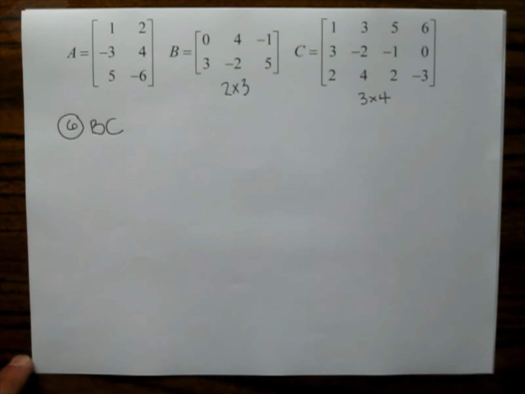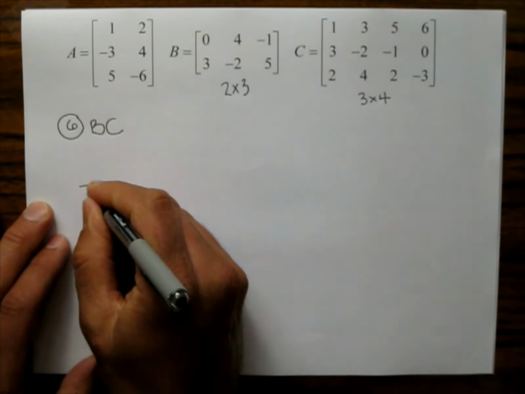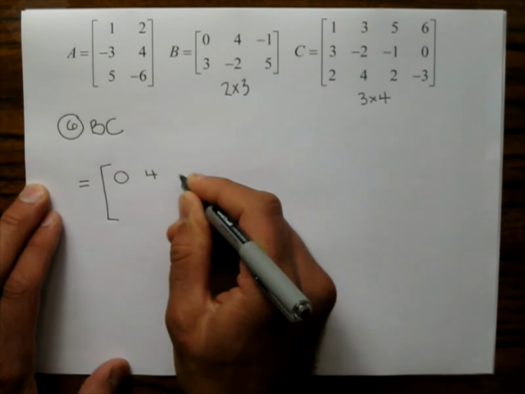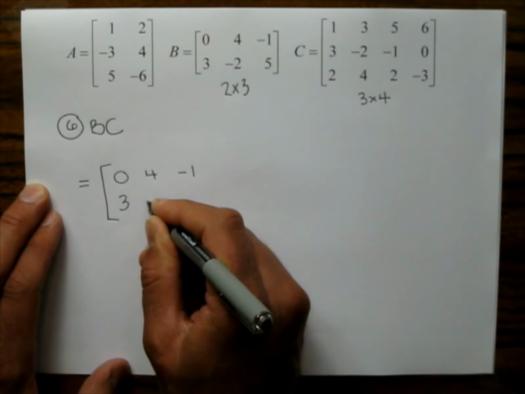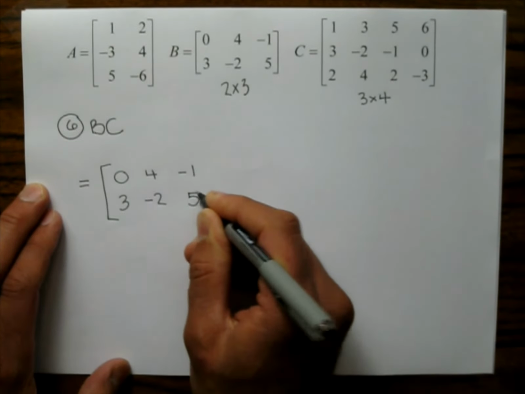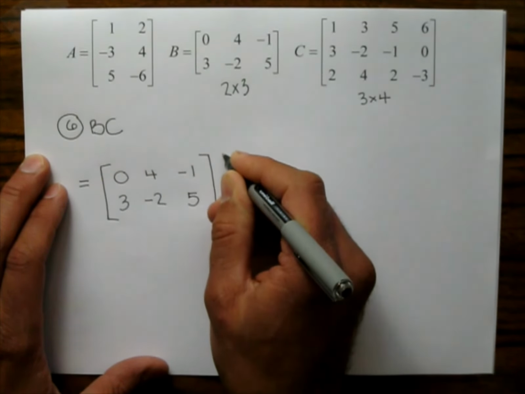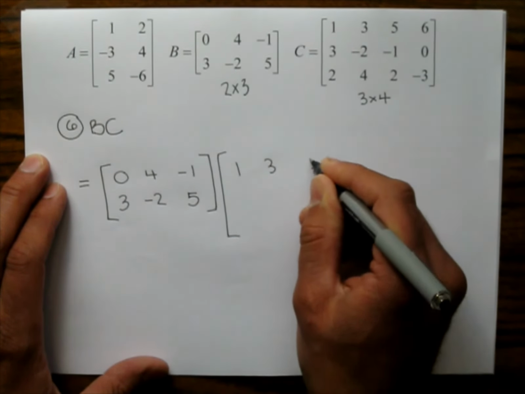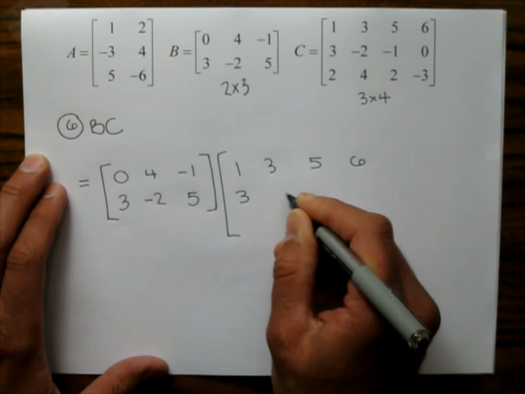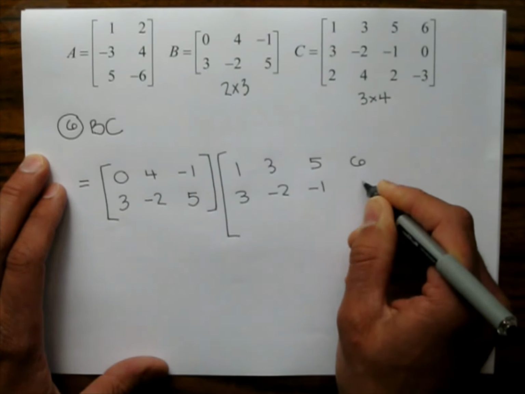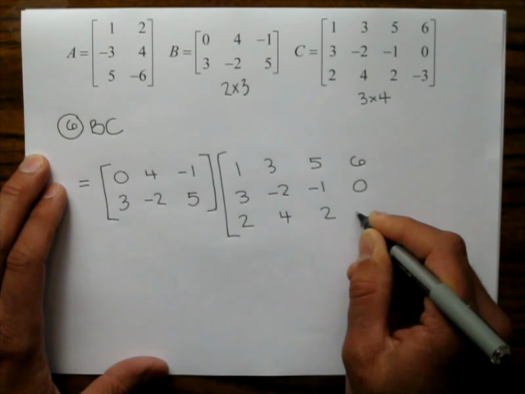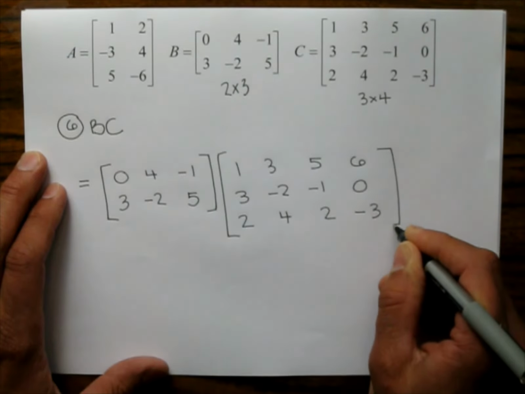And so what I'm going to do is write these guys out next to each other. So here is B: 0, 4, negative 1, 3, negative 2, 5, and then C goes right next to it. So this is what you'll be doing in your homework, and some of you have already seen this, maybe in a pre-calculus class, though not all pre-calculus classes will cover matrices.